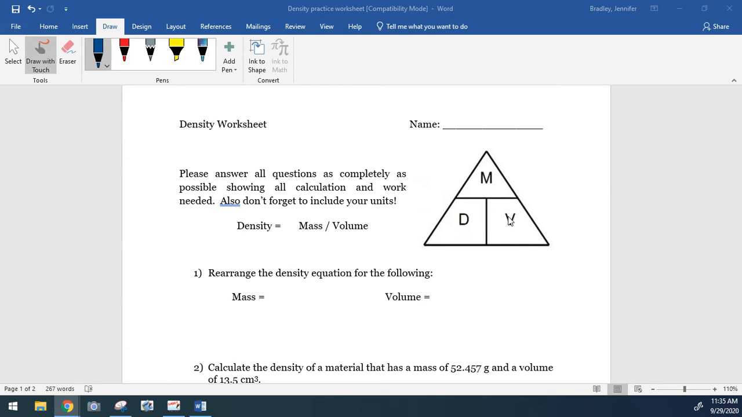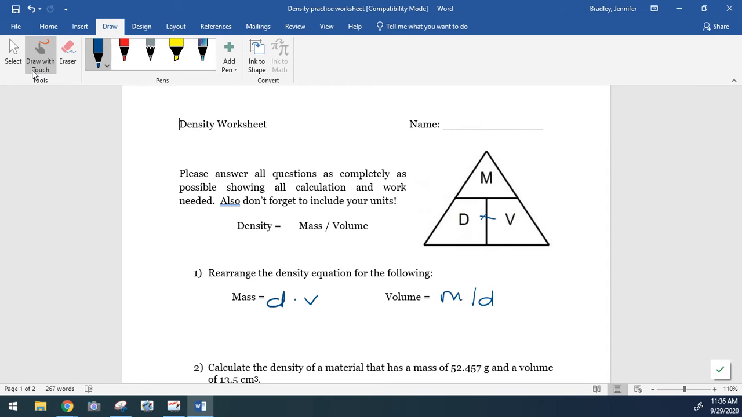If I were looking for volume, I'd cover the V, and that's mass over density. If I'm looking for mass, I would cover up the M, and it's density times volume. So we think of this as being multiplication, and this as being division. I'm going to use this triangle to help me rearrange. For instance, to get mass, that's density times volume. And if I'm looking for volume, that is mass over density.